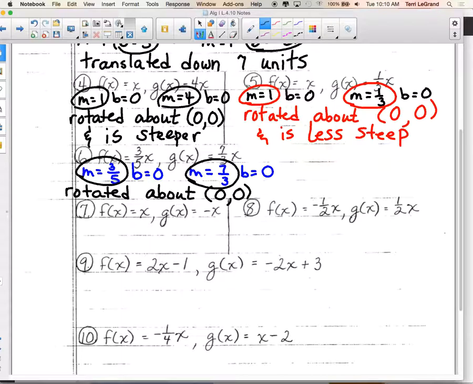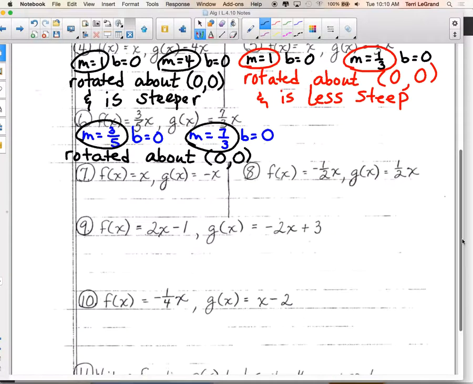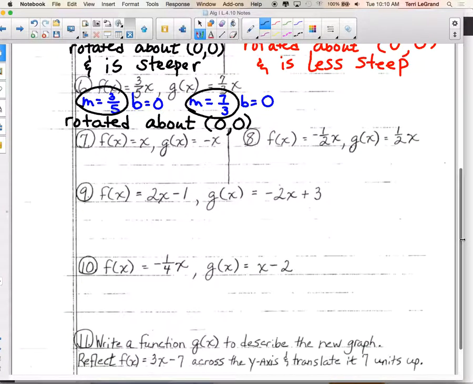Now, don't get in the habit of thinking it will always be 0, 0. You have to pay attention to the y-intercept, okay? And then what happened to steepness? It gets steeper. Why? Because 7/3 has an absolute value bigger than 3/5, and is steeper.